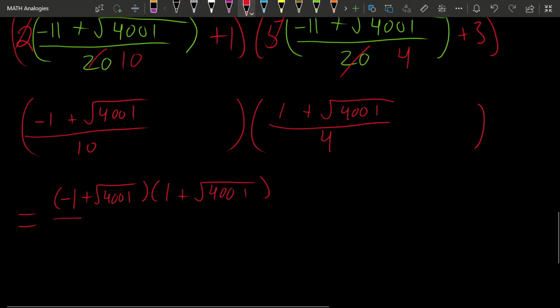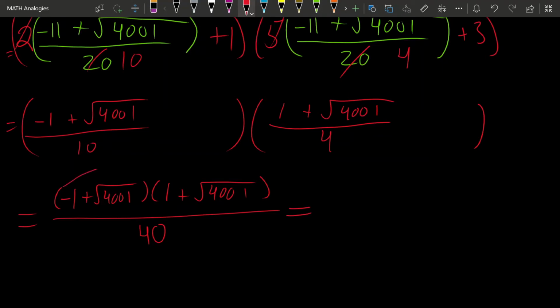Alright. And we also multiply the bottoms. 10 times 4 is 40. Alright, cool. Alright, so let's simplify the top now. And all we do is FOIL again.